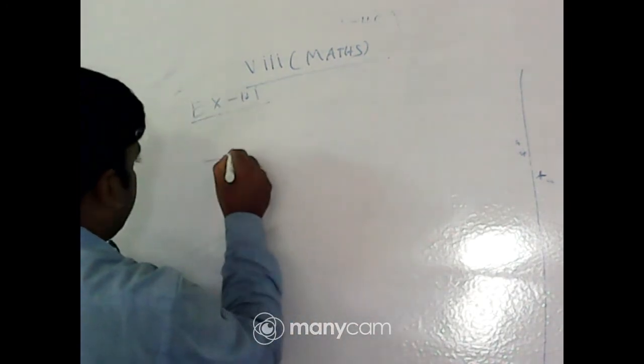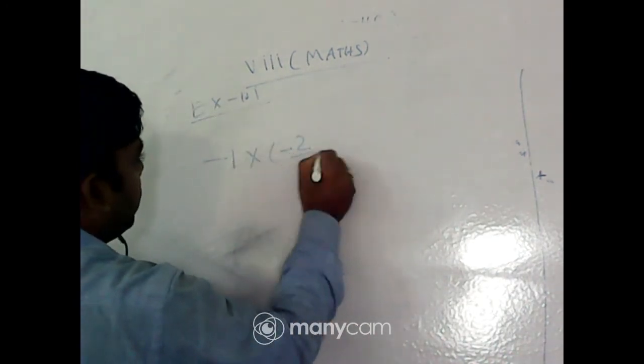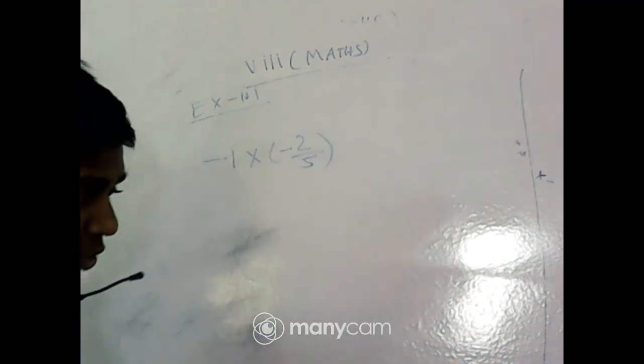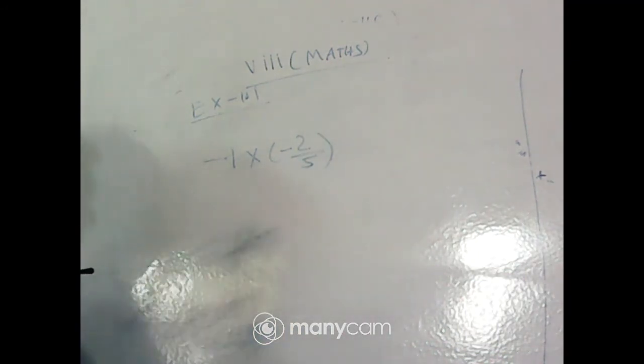Minus 1 into minus 2 by 5. Multiplicative inverse. First calculate it, then find its multiplicative inverse.